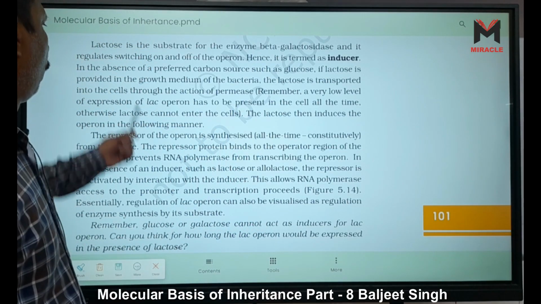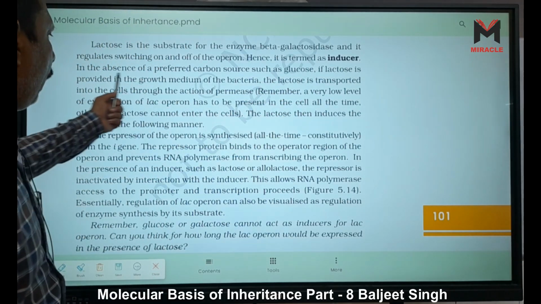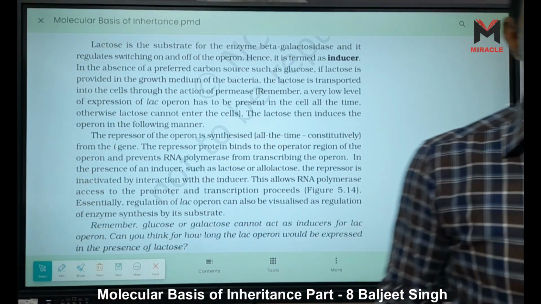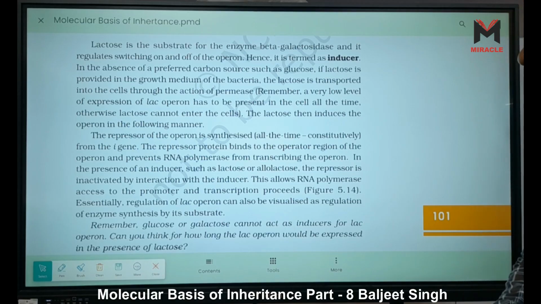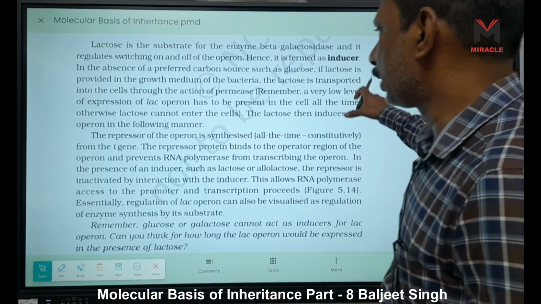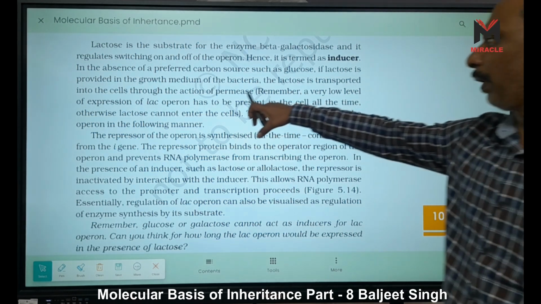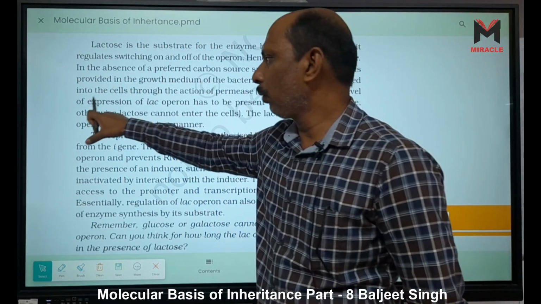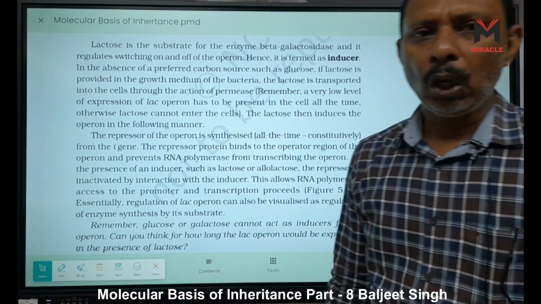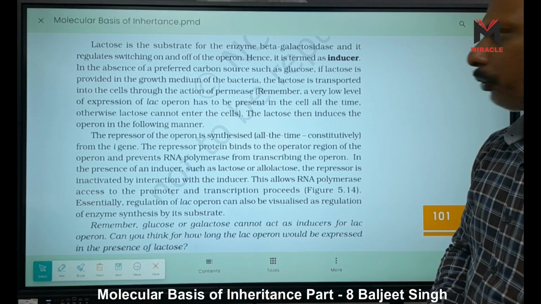In the absence of a preferred carbon source such as glucose, if lactose is provided in the growth medium of the bacteria, then what happens? This bacteria first has to digest the lactose into glucose and galactose. So the lactose is transported into the cell through the action of permease. Now you understand the function of permease? Permease increases the permeability of the cell membrane for lactose and also for beta galactosidase.